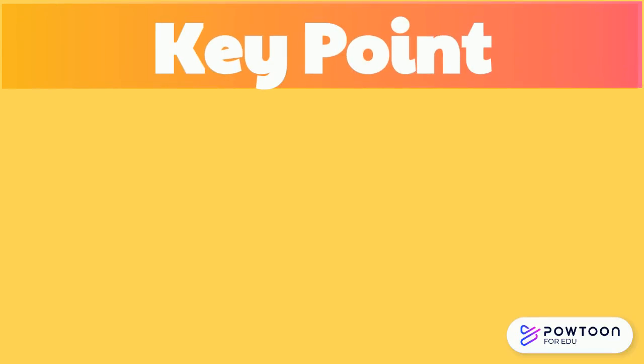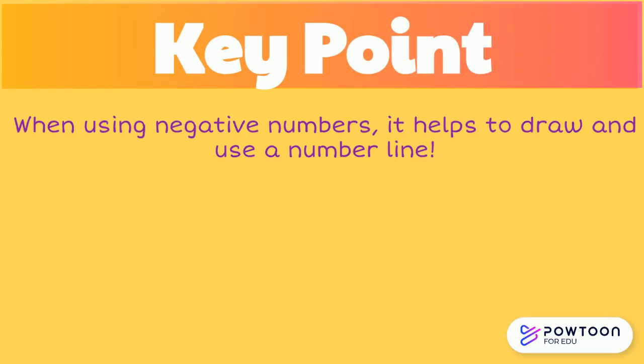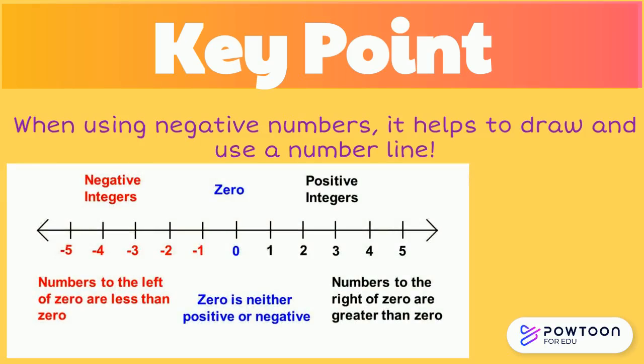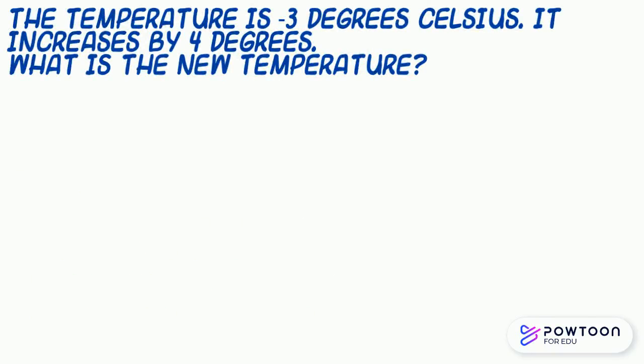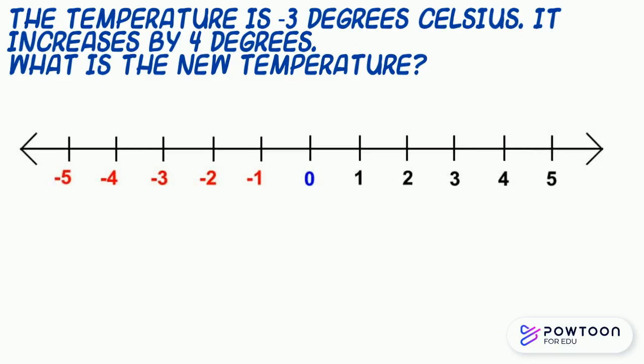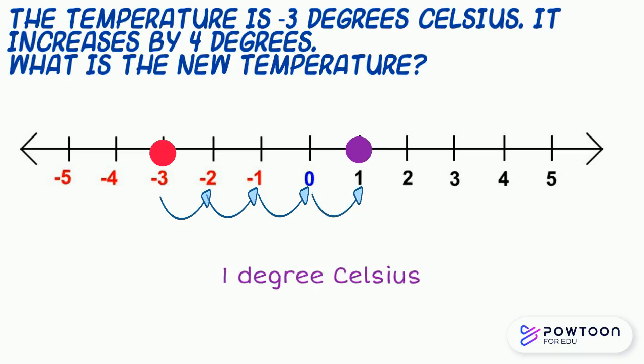We're now going to move on to talking about positive and negative numbers. Whenever you're using negative numbers, it's always helpful to draw and use a number line to help figure out your answers. The temperature is negative 3 degrees Celsius. It increases by 4 degrees. What's the new temperature? So first we'll draw our number line out. Then we're starting off at negative 3 degrees, so you can put a point there. And then increases means getting bigger, so we're going to get bigger by 4 places by going 4 to the right to get our answer of 1 degree Celsius.